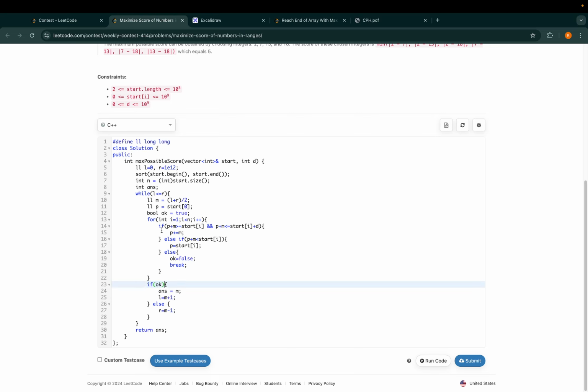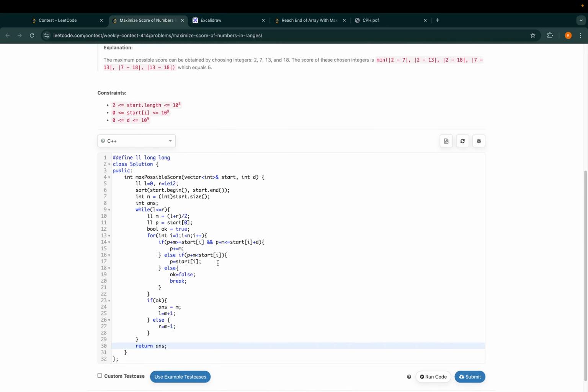So if okay is true, initially it's true, right? Then we say that my answer is one possible candidate, and let me try a higher candidate, and else we just fall back to a lower candidate and just return the answer. Yeah, that was problem 2.